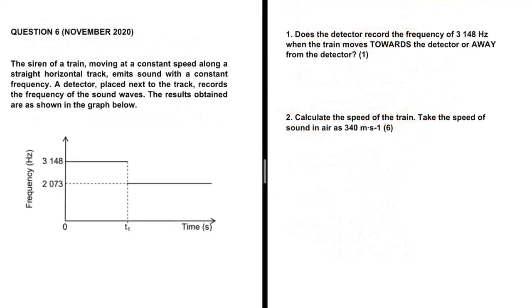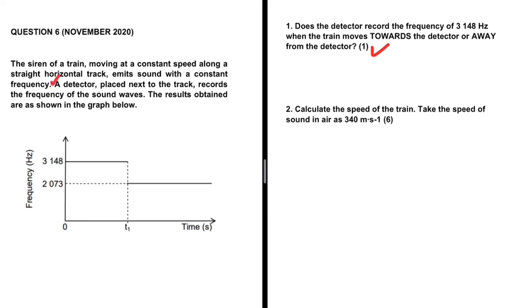Does the detector record the frequency of 30,148 Hz when the train moves towards the detector or away from the detector? That is the first question. Let's take a look at our situation. The siren of a train moving at a constant speed along a straight horizontal track emits sound with a constant frequency. So the train is our sound source. And then a detector placed next to the track records the frequency of the sound waves. That is our listener, and the results obtained are shown in the graph below.